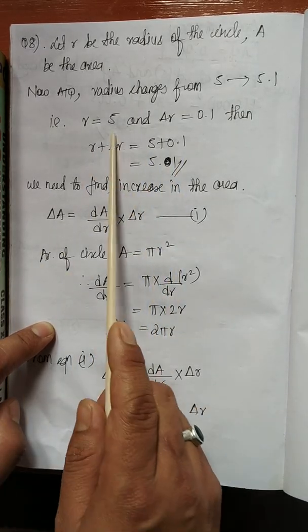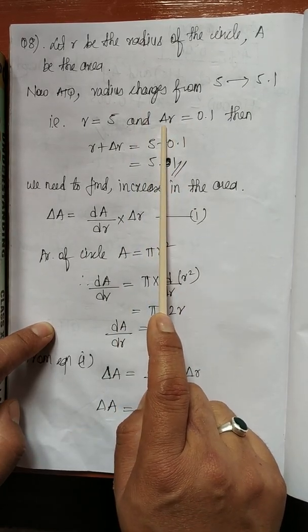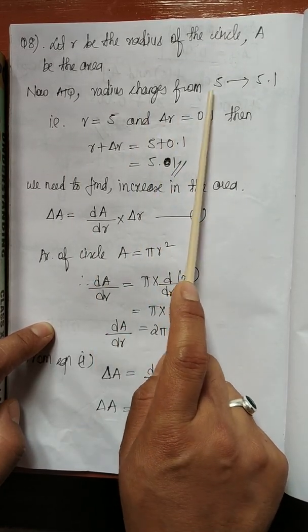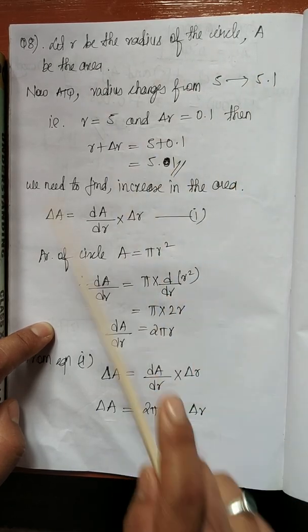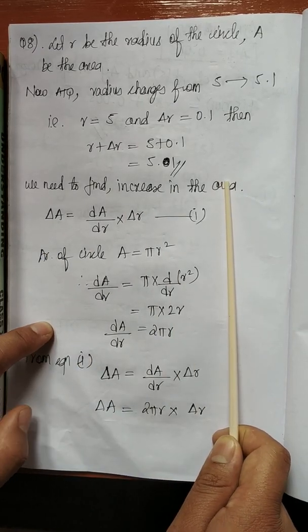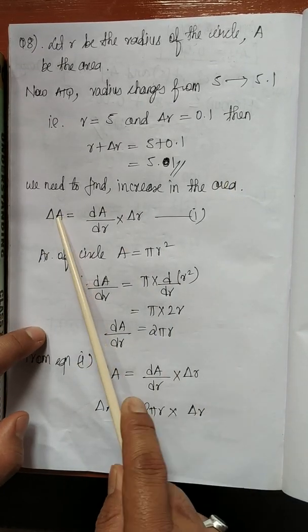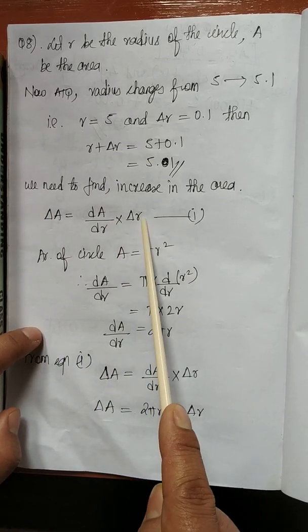Okay, so we got the value for r, and we also got the value for delta r. Don't get confused here: r is 5 and delta r is 0.1, and the final r is 5.1. Now we need to find the increase in area. So the increase in area means delta A. The formula to find delta A is dA by dr into delta r.